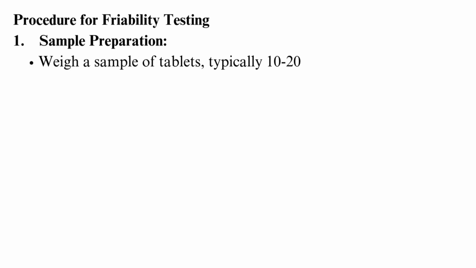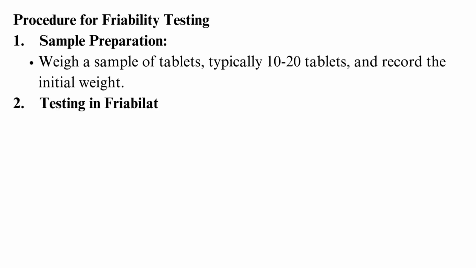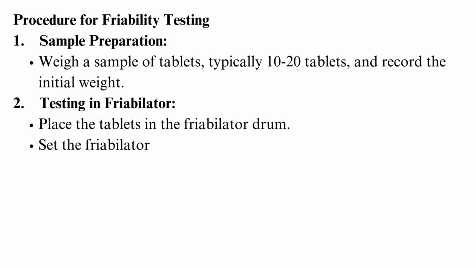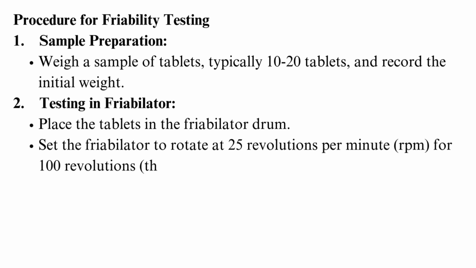Procedure for friability testing: sample preparation. Weigh a sample of tablets, typically 10 to 20 tablets, and record the initial weight. Testing in friabilator. Place the tablets in the friabilator drum, set the friabilator to rotate at 25 revolutions per minute for 100 revolutions. This takes about 4 minutes.